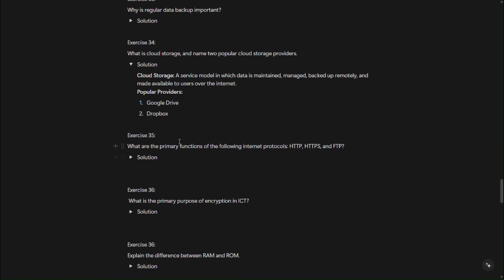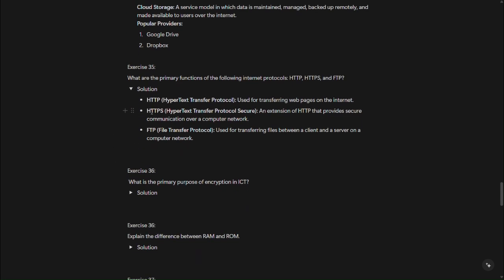What are the primary functions of the following Internet protocols: HTTP, HTTPS, and FTP? HTTP, the Hypertext Transfer Protocol, is used for transferring web pages on the Internet. HTTPS is the Hypertext Transfer Protocol Secure. It's an extension of HTTP and provides secure communication over a computer network. Now, what is FTP? It's the File Transfer Protocol. It is used for transferring files between a client and a server on a computer network.